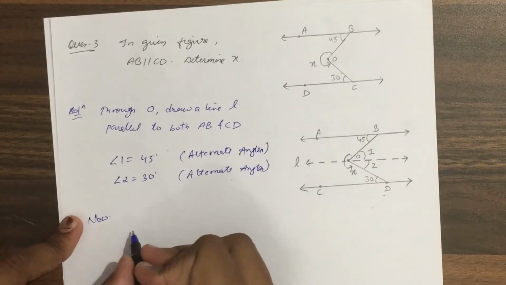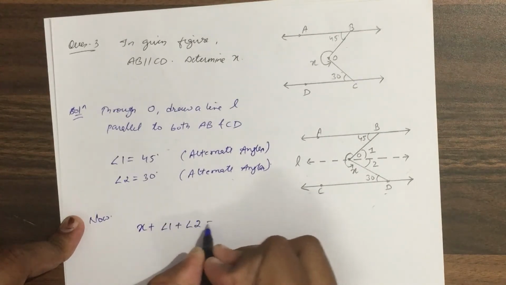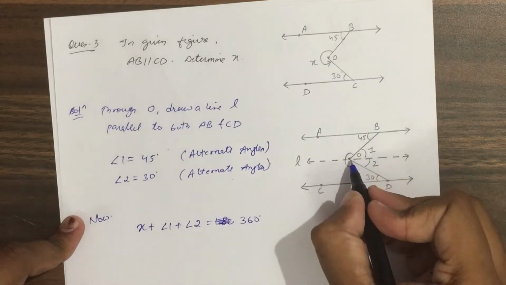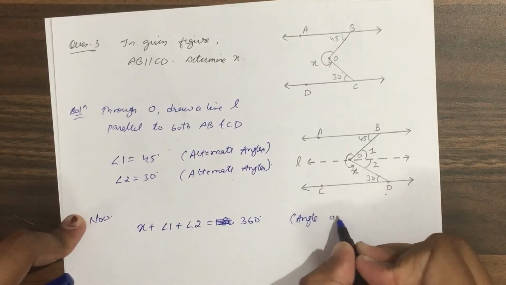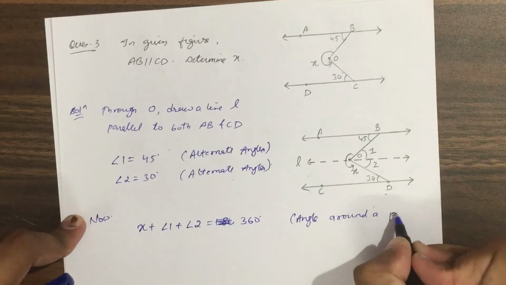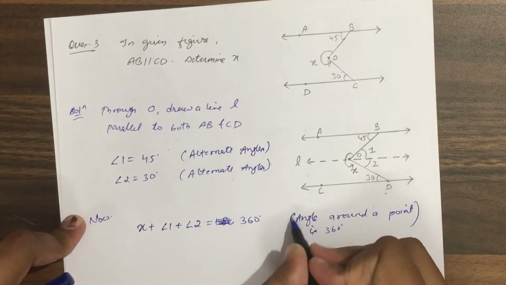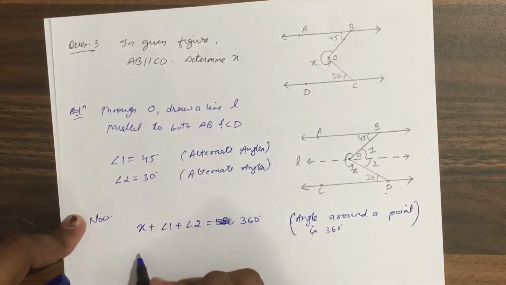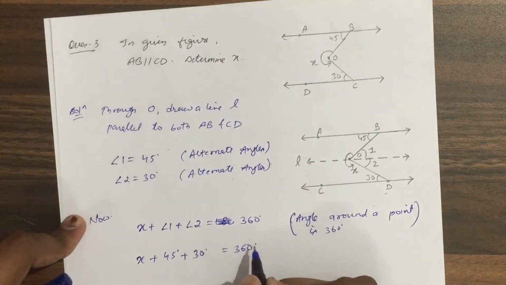Now you can say that X plus angle 1 plus angle 2 will be equal to 360 degree. Angle around a point is always 360 degree. So reason, angle around a point is 360 degree. Okay. So angle X plus angle 1 plus angle 2, this total will be equal to 360 degree. So X plus angle 1 is 45, angle 2 is 30, this will be equal to 360.